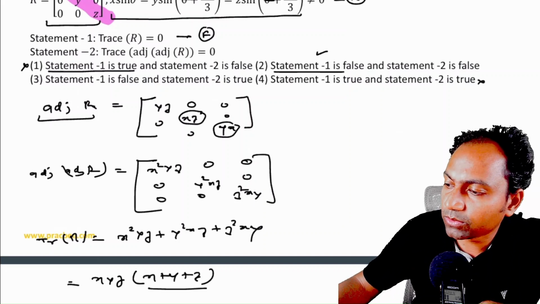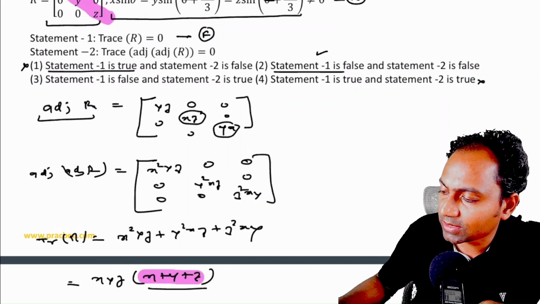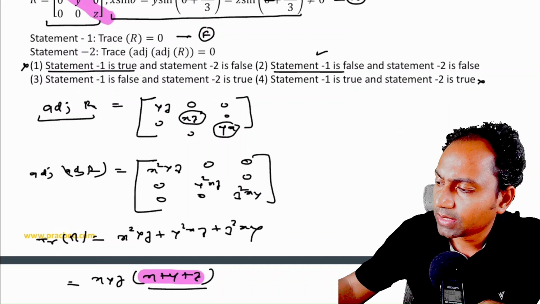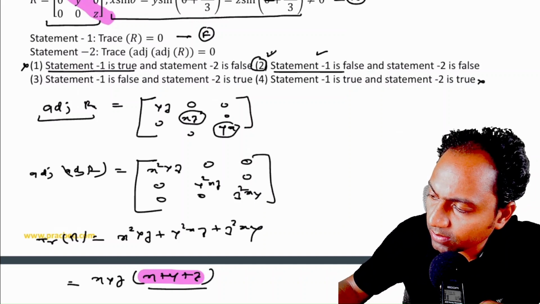Now if you look at this part, you can see that x plus y plus z is again coming, and this was not 0 in the first part also. So this statement also is false, and hence statement 2 here becomes the correct answer.